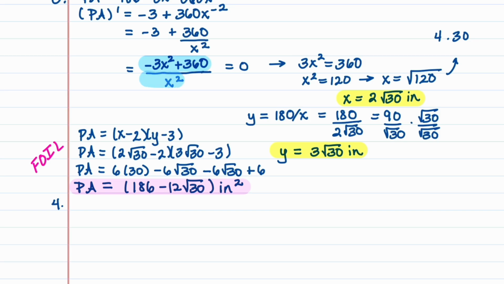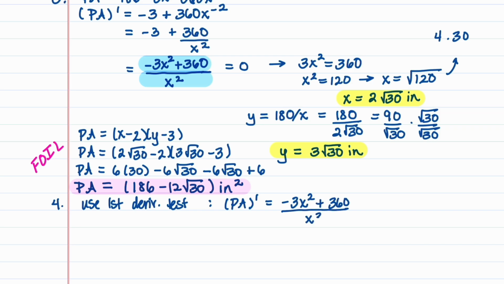This expression right here is our first derivative. We can use the first derivative test or the second derivative test for our justification. Honestly, I don't think it matters for this problem which one we use. I think they're both complicated. I am going to choose to use the first derivative test. So I'm just going to put down what our derivative is. PA prime is minus 3x squared plus 360, all divided by x squared.